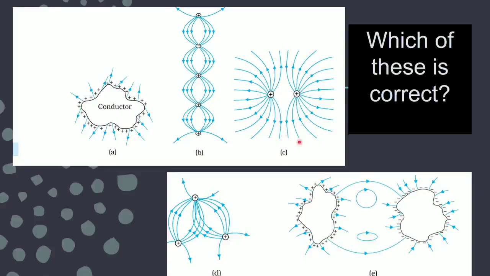So this is correct. From positive they are moving out and lateral displacement is also being shown. So this part is correct. So C part is correct, and this is wrong. You can say this is wrong, this is also wrong, this is correct, and here the lines are intersecting each other, so this is not correct, and here also this is not correct because they are showing you the closed loops.